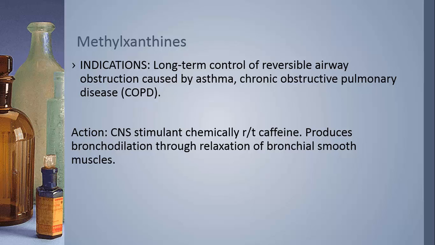Alright, next class is going to be methylxanthines. Indications for this are long-term control of reversible airway obstruction caused by asthma and chronic obstructive pulmonary disease. It was once used to prevent and treat asthma attacks, but now it's used primarily just to prevent nocturnal asthma in affected adult clients. Action of this medication: it is a central nervous system stimulant that is chemically related to caffeine. So it will produce bronchodilation through relaxation of those bronchial smooth muscles.